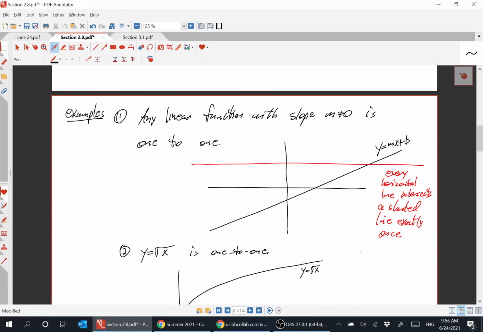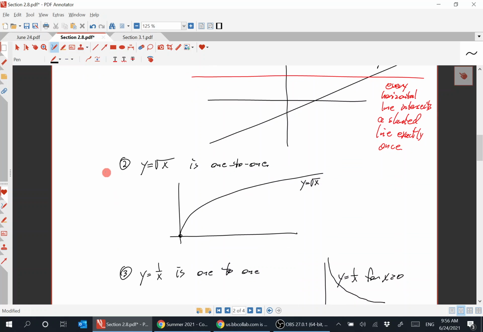time. So, a function that's a line, a linear function, y equals mx plus b, as long as the slope is not 0, that's one-to-one, right? Because you've got this slanted line, and you take a horizontal line, and the two lines intersect once. y equals square root of x, right? Every horizontal line intersects that at most once.